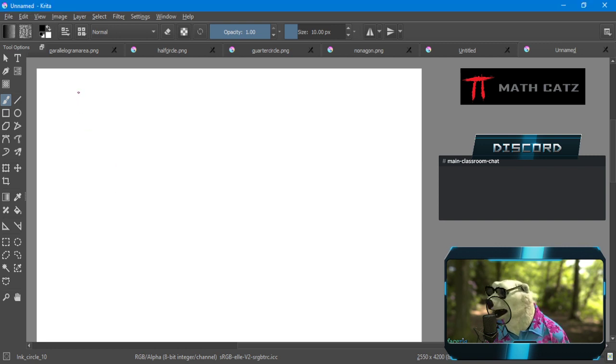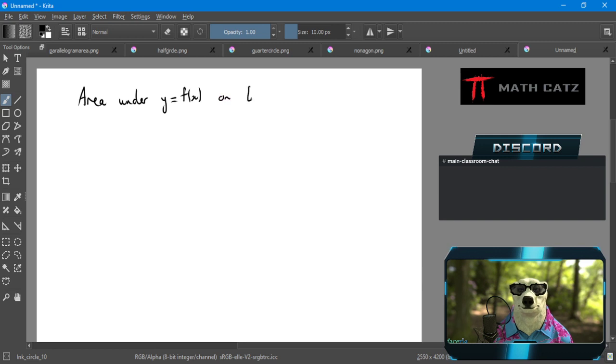All right, so previously we've introduced the area under the graph y equals f of x. I needed to specify some x values as well, a to b. Let's visualize that.